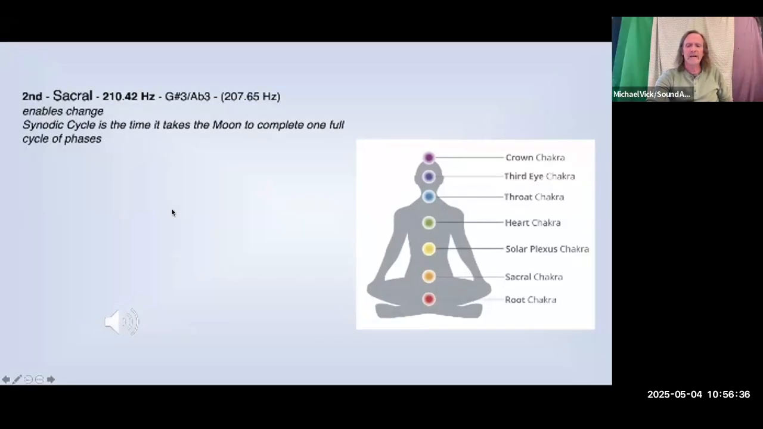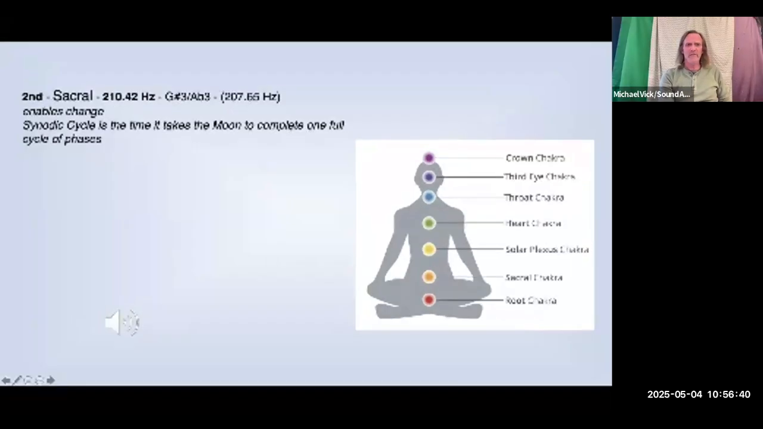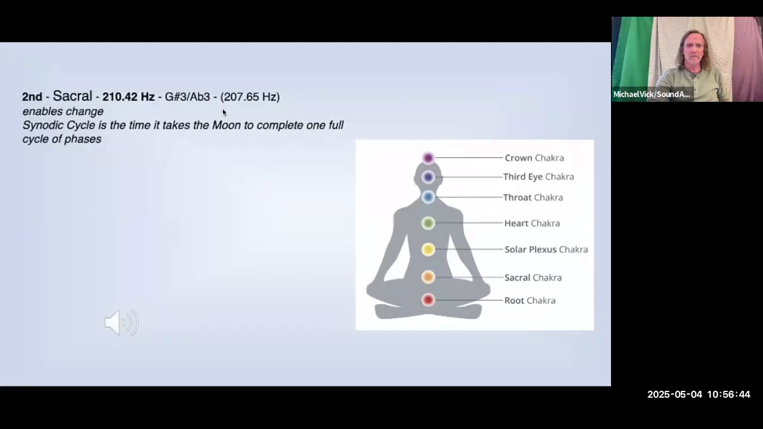So we go to the sacral, which is at 210.42 hertz, and I put the rough pitches there with what the actual note is. And again, the other reason I'm putting this other note there is because if you go and do yoga and meditation, a lot of times people are just playing a standard D from a synthesizer, not retuned or anything, or they're tuning their guitar or whatever to that.